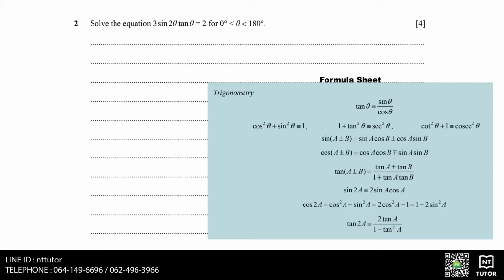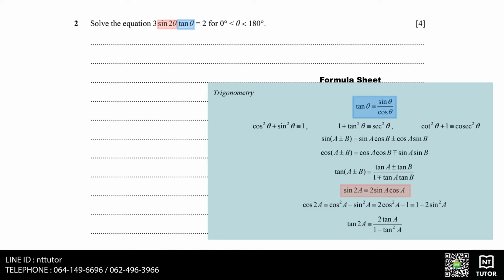According to the formula sheet, there's only one identity we can use with sine 2 theta, which is sine 2A equals 2 sine A cos A. For tan theta, there's only one identity we can use as well if we choose to use it. Tan theta equals sine theta over cos theta.